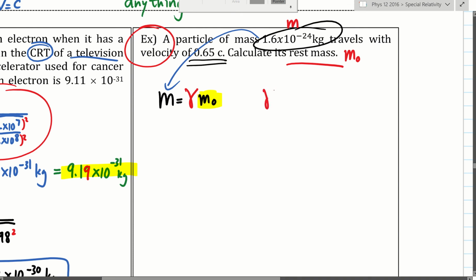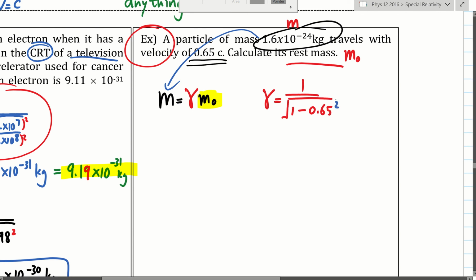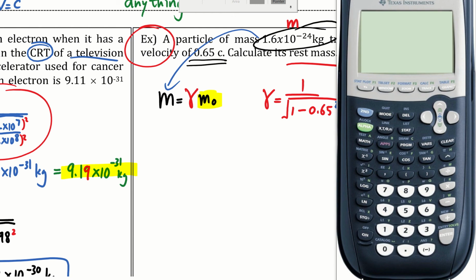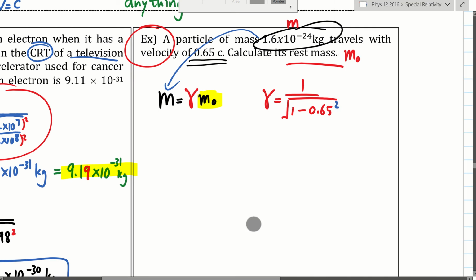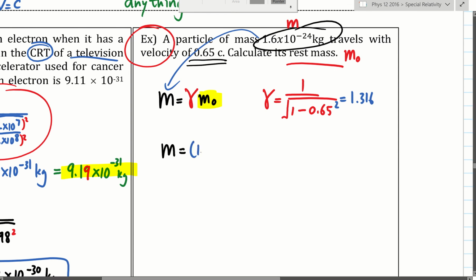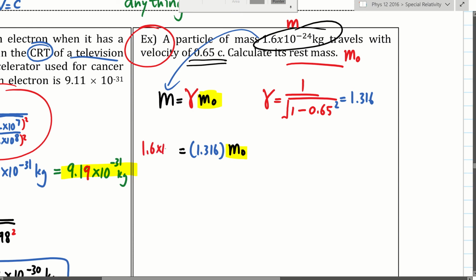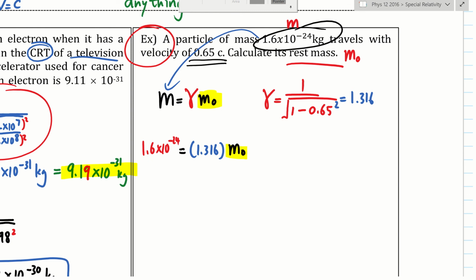With the 65% of the speed of light, we are going to use that to get the gamma factor. The gamma factor, I have it calculated in here. The gamma factor for this one is about 1.316. So that means the mass becomes 1.316 times the rest mass, which is what we're looking for. Now let's put the actual mass in here, which is 1.6 times 10 to the negative 24, and divide both sides by that. Algebra.